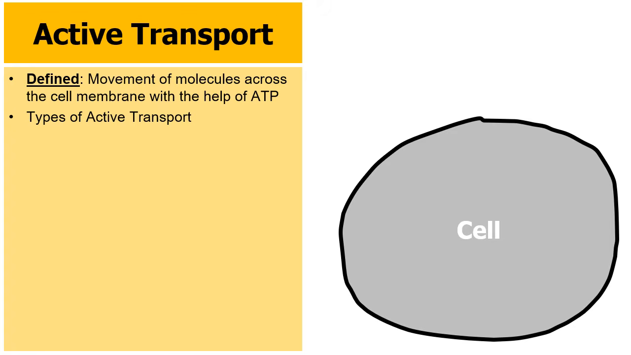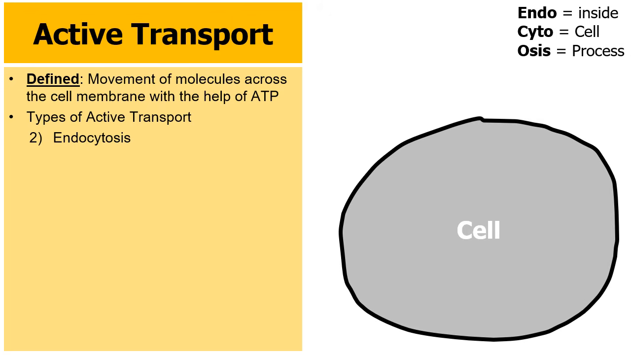Well, there are other types of active transport as well. The next one to talk about is called endocytosis. Now, endo is a prefix that means inside. Cyto means the cell, and anything with osis in it, osis just means a process. So this word literally defines itself. It's the process where cells take something inside of themselves. Let's see how this might work.